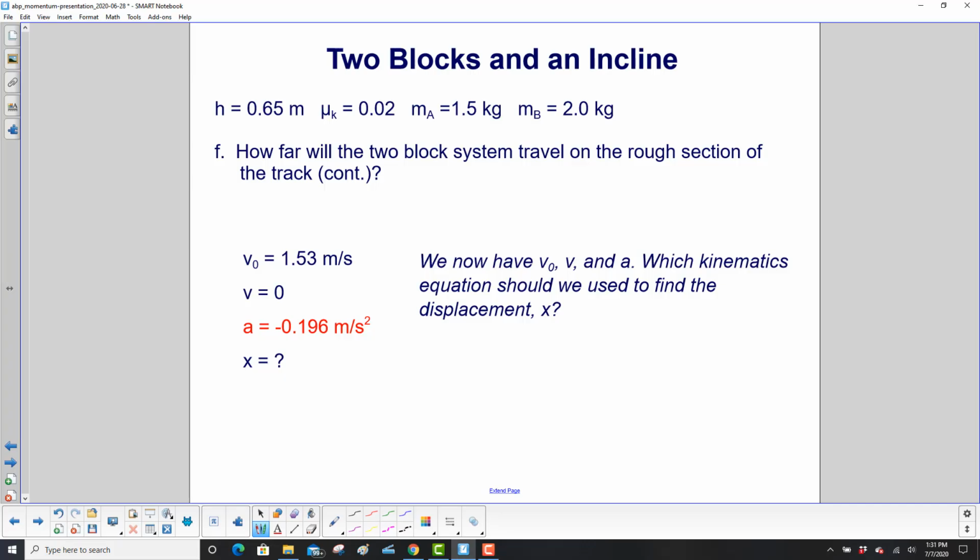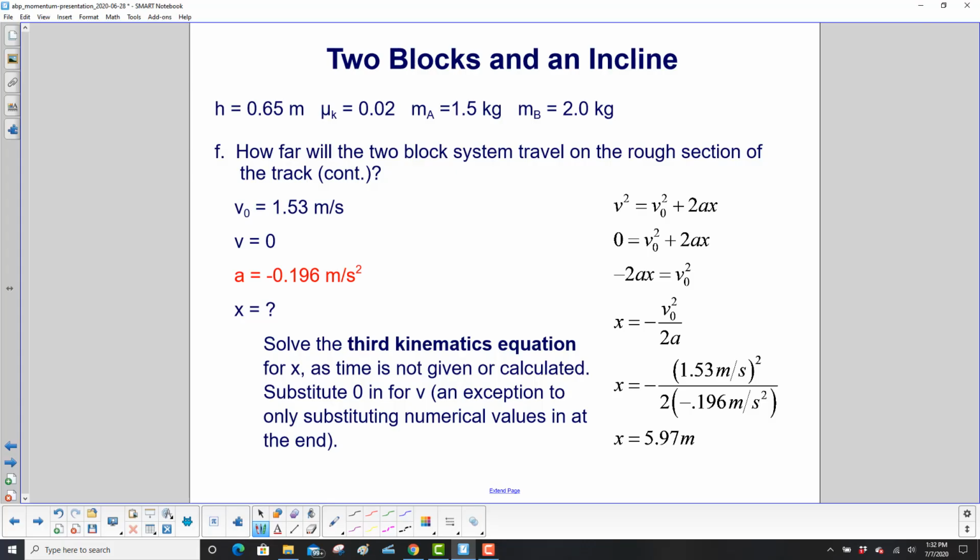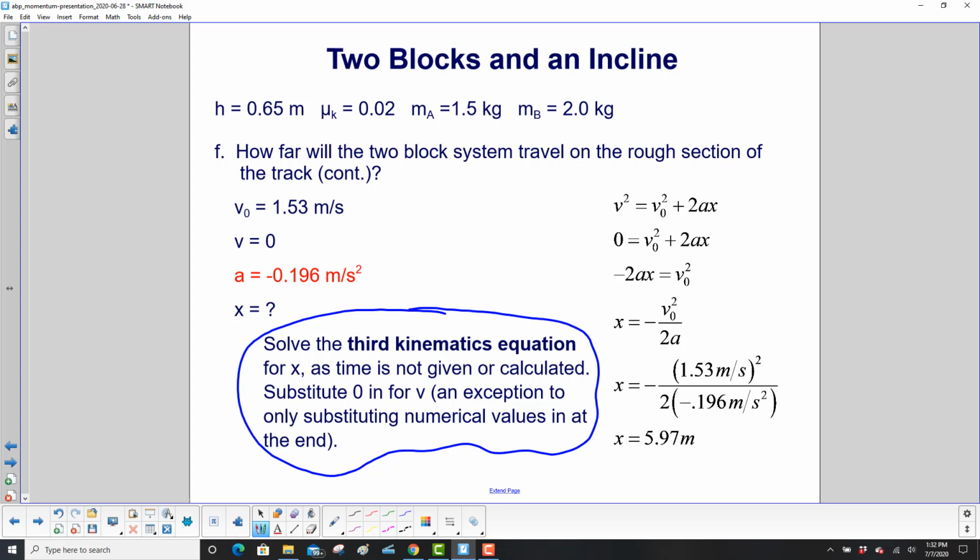We now have initial velocity, final velocity, and a. Which of the three kinematics equations should we use to find the displacement x? Third kinematics equation. Okay, and why is that? There's no time here, all right? So we don't use 1 or 2. So here's our third kinematics equation. Final velocity is 0, and this is the one exception to do only the algebra first before you put a number in. If we can substitute a 0 in, that gets rid of something. That makes it a lot easier.